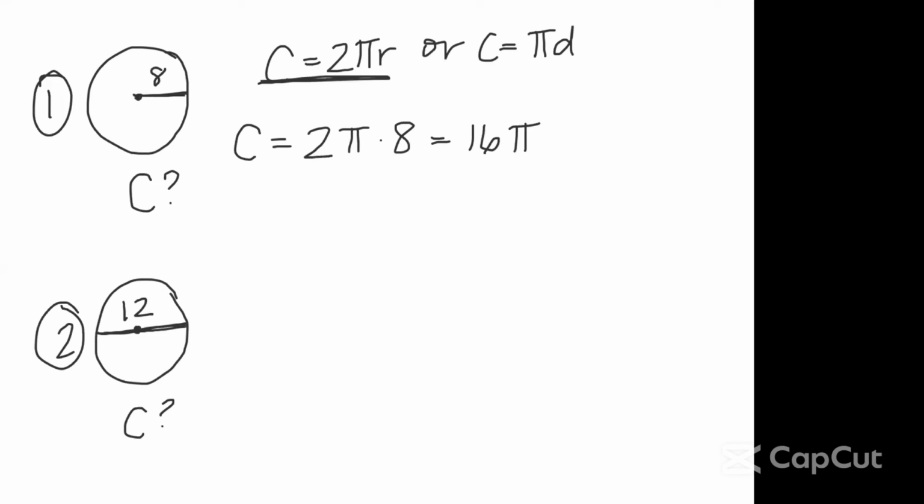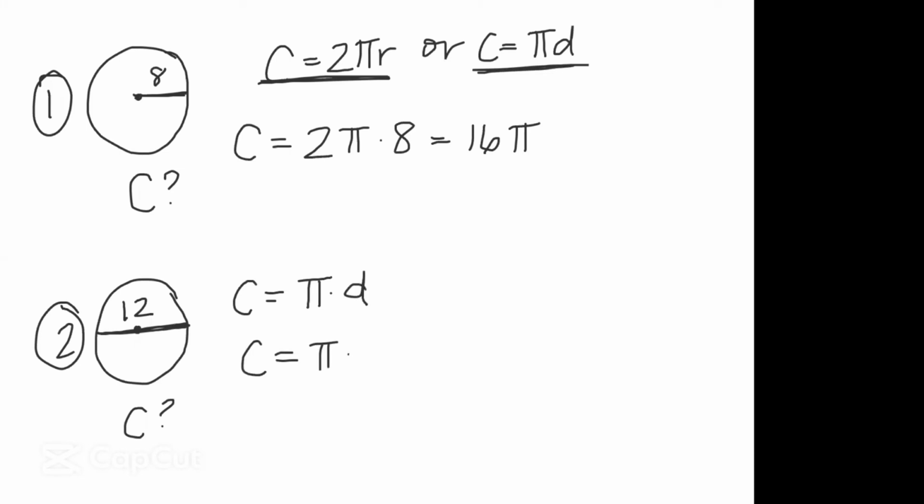In the second one, what is this? It goes all the way across, which means it's a what? I forgot what it's called. Diameter. Excellent, very good. It's a diameter, so we're going to use this equation. C equals pi times D. C equals pi times 12, or 12 pi.